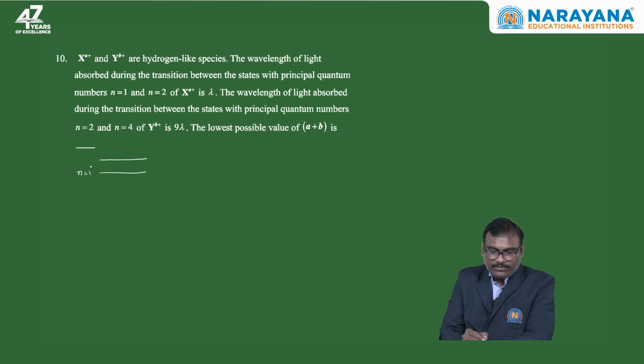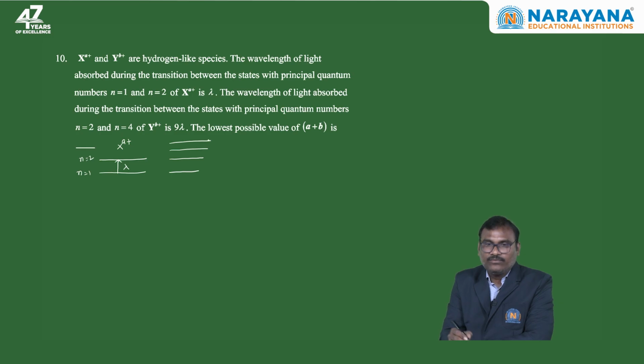This is n equal to 1, this is n equal to 2. When the electron transitions by absorbing light, the electron goes from here to here. So the wavelength of the light used is lambda for the ion X^(a+). Then 1, 2, 3, 4: here it is n equal to 2 to n equal to 4 for absorbing, and the wavelength of the light is 9 lambda.